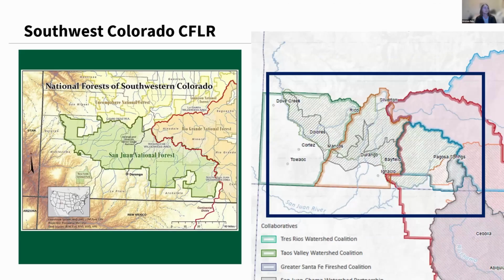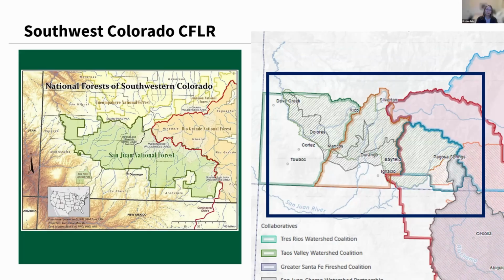So I'm going to focus on some work we've done with the Southwest Colorado CFLR, though it provided a little bit of information also to the Rio Chama CFLR. This is a smaller area, just under 2 million acres, in Southwest Colorado, as the name implies, sort of surrounding the town of Durango, which is a relatively small town, but has a huge recreation economy. You can see here the map of the San Juan National Forest on the left, and then the actual CFLR on the right is in that sort of dotted hatching.